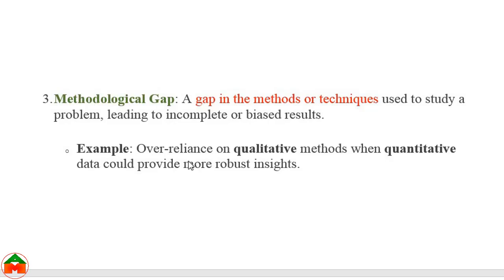As for example, over reliance on qualitative methods is a methodological gap. That means since there is a scope for quantitative data analysis, whenever there is enough data to apply the quantitative analysis, then there is a possibility of gap to generalize the findings. Whenever there is a gap in the utilized method, that kind of unutilized method is known as methodological gap.